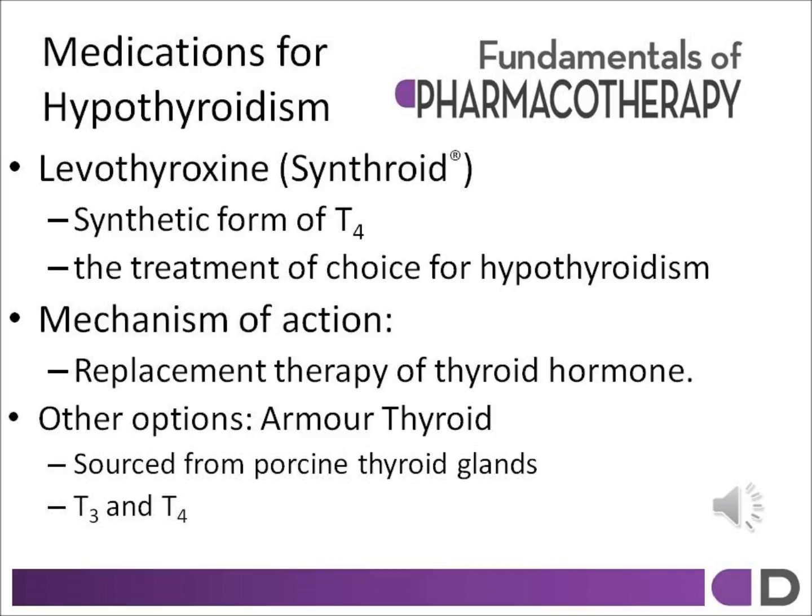Another example is a medication called Armour Thyroid, and this is made from thyroid hormone of pigs and contains both T3 and T4. For some patients, they are able to get better control with the combination of both T3 and T4.